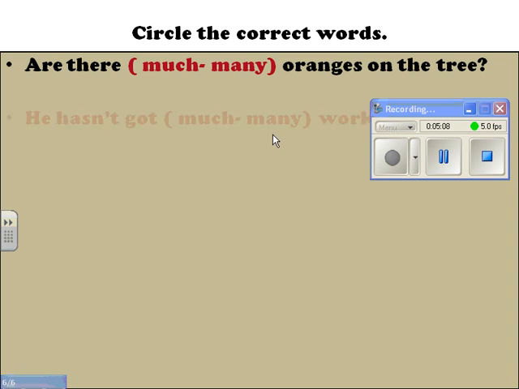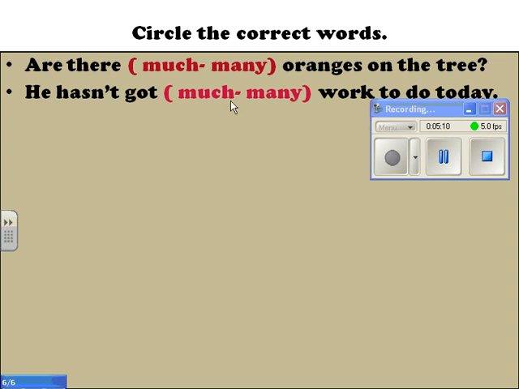Okay, the second one. He hasn't got much or many work to do today. Can you count the work? Of course not. So it's an uncountable noun. And we said that we use much with the uncountable noun. So he hasn't got much work to do today.